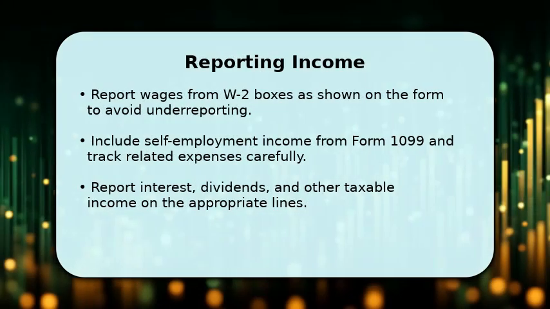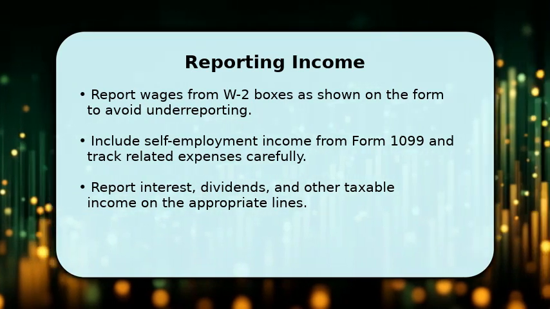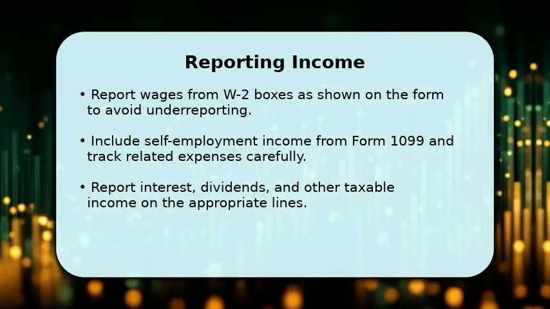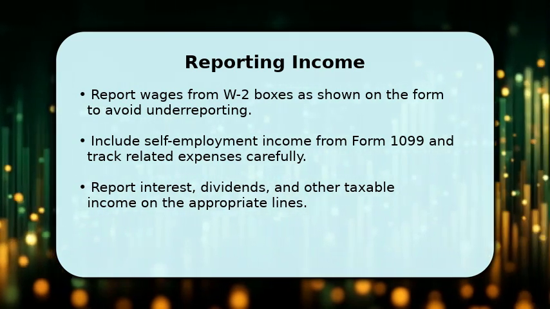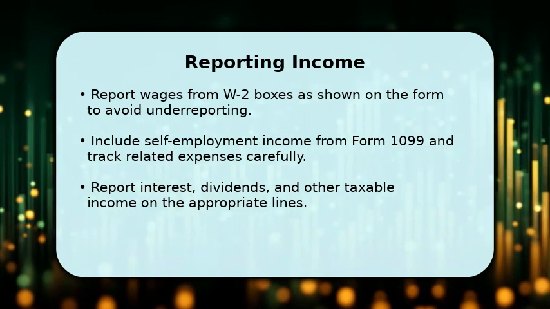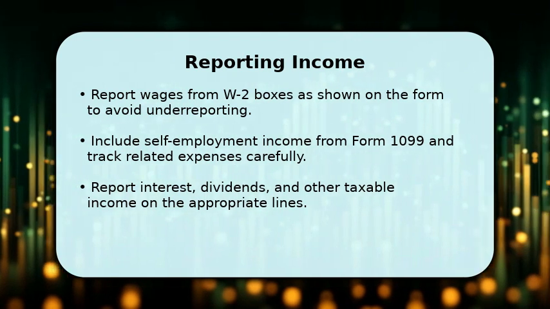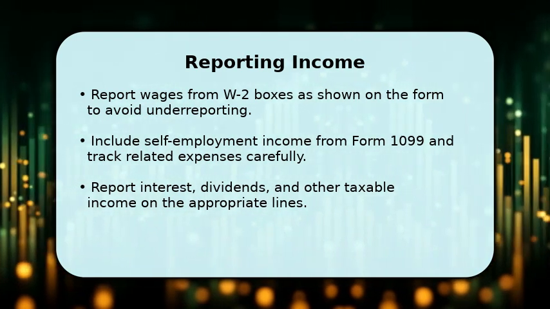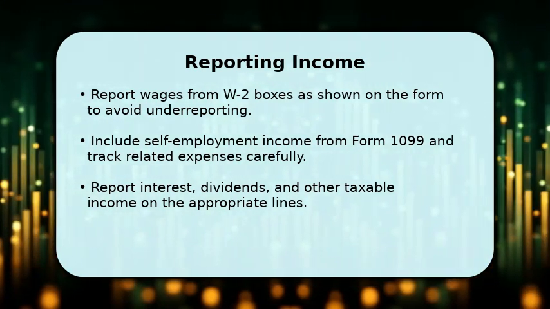mistakes. Start by entering wages from your W-2 exactly as shown, then add any Form 1099 income and report interest or dividends. I'll explain which lines to use and how to handle small freelance jobs or side gigs. Keep receipts for deductible expenses and separate business costs from personal spending. Follow these steps to ensure your income is complete and accurate so you avoid delays or audits later.